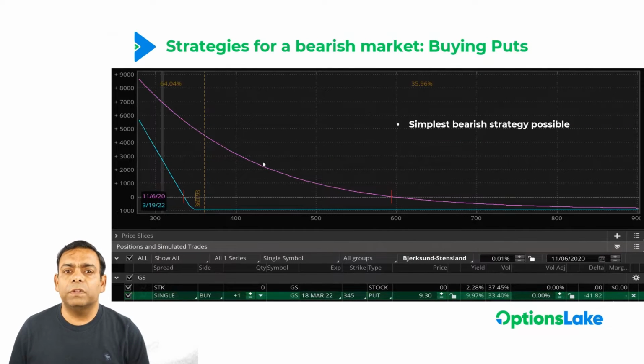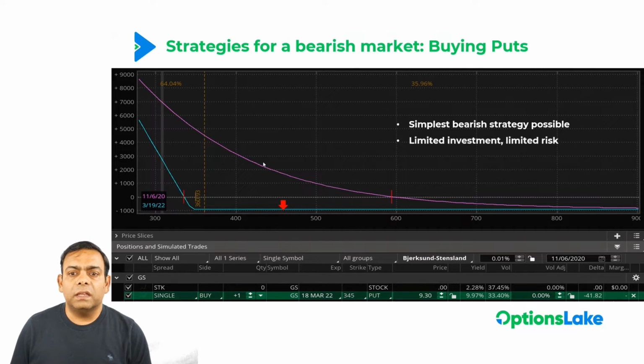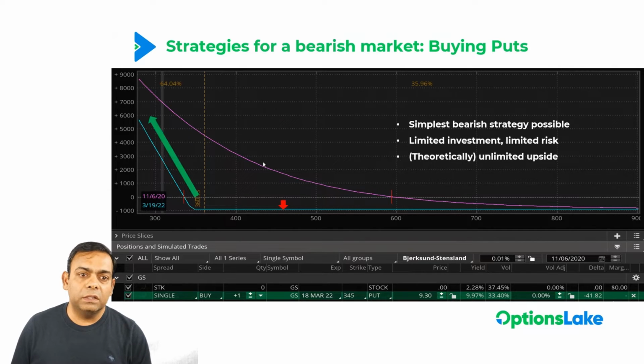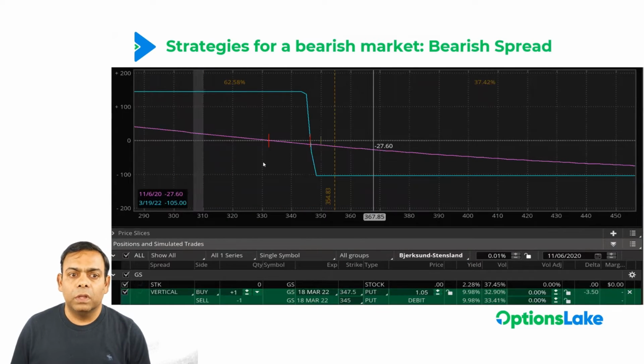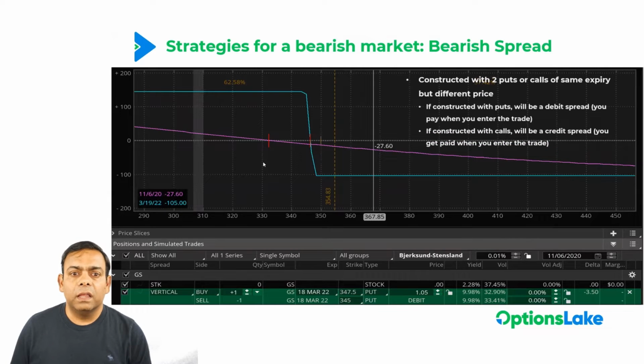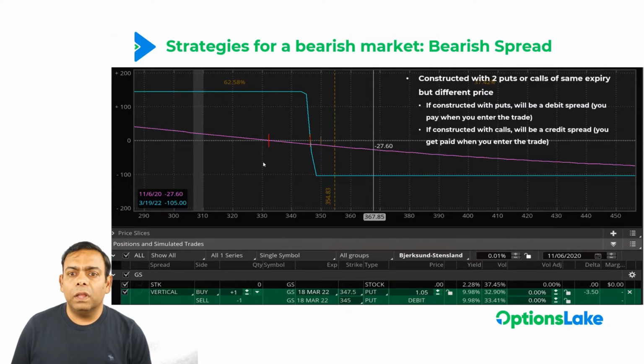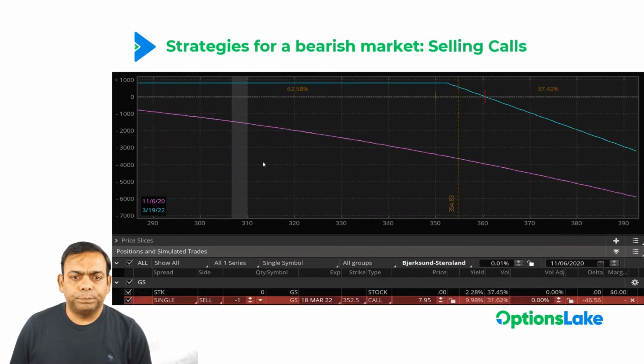Now let's look at some of the bearish trades. So this is the simplest of bearish trade, which is buying a put. As you can see, it has a limited investment or risk, but an unlimited upside, theoretically, indicated by the green arrow. Bearish spread, again, can be constructed with two puts or calls, but irrespective of how you create, it will still have the same risk reward, which is limited risk and a limited reward.